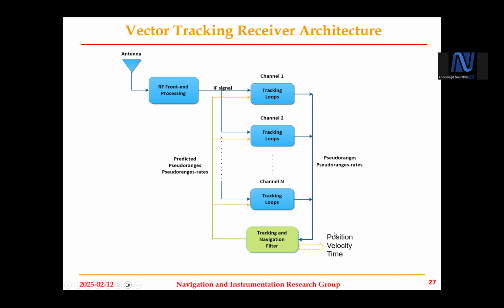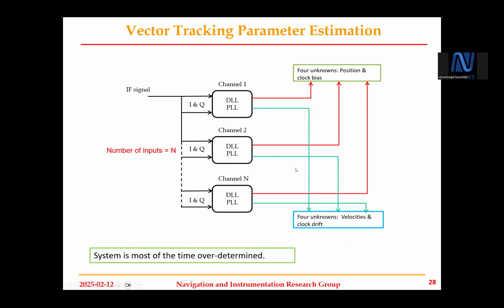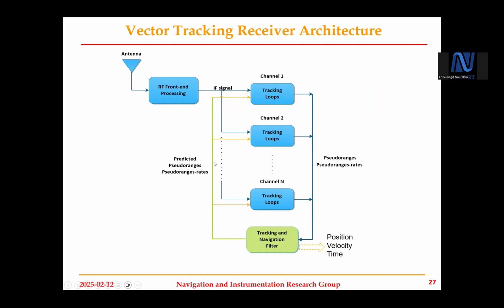Why is that? Because in this case, as you will see here, we always have the position and clock bias unknowns, and unknowns on the velocity side. If we talk only about the position, most of the time the number of inputs, the number of channels, will be higher than the number of unknowns. We call this case the overdetermined system. So the quality of estimation, the position and clock bias out of these channels combined, will be better than the traditional case. Moreover, we can assist the channels.